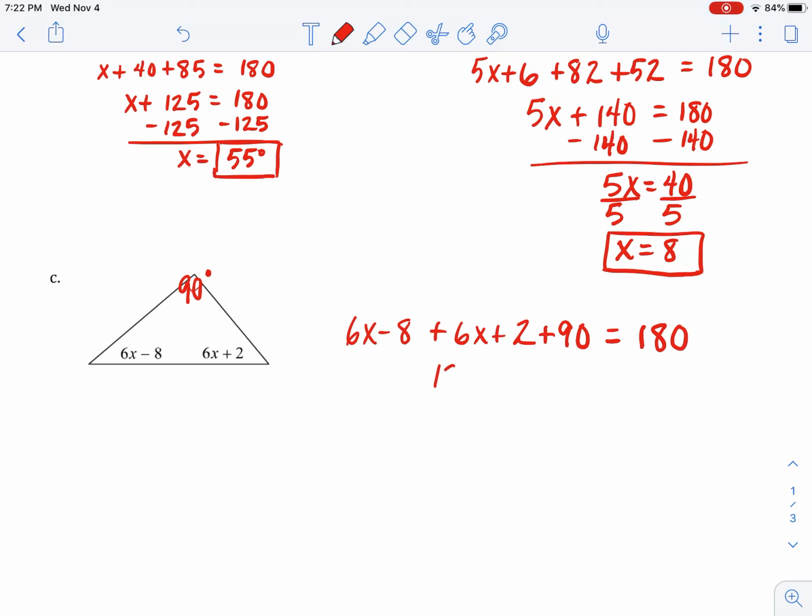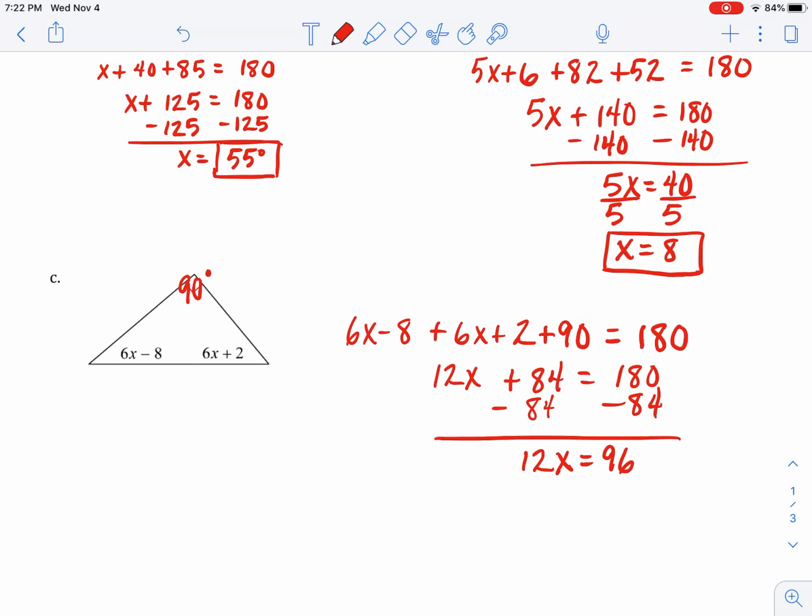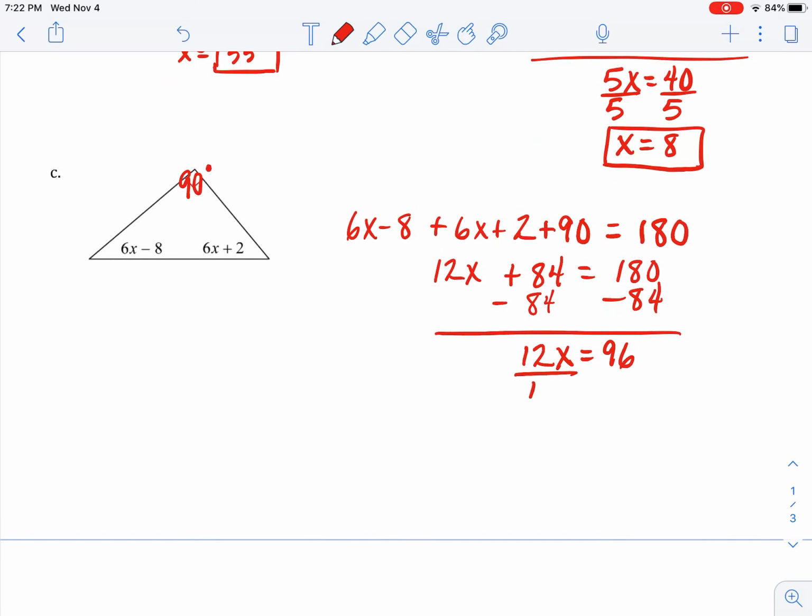So we have 12x plus 84. If we add up our negative 8, our 2, and our 90, that is going to be equal to 180. Subtract 84 from both sides, and we'll get 12x equals 96. And then if we divide by 12, I didn't realize this happened, but we got another 8. So I guess we're going to get 8 twice this time, in example B and in example C. So our x is equal to 8 here also.